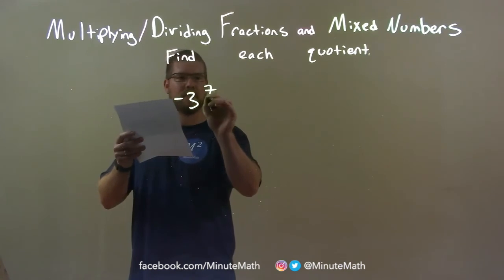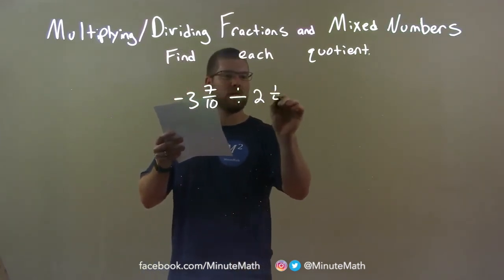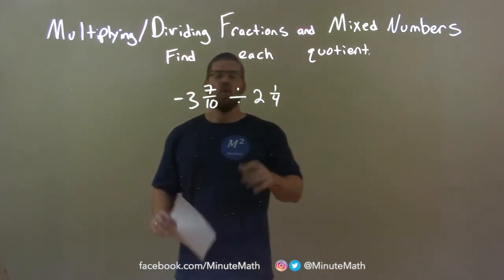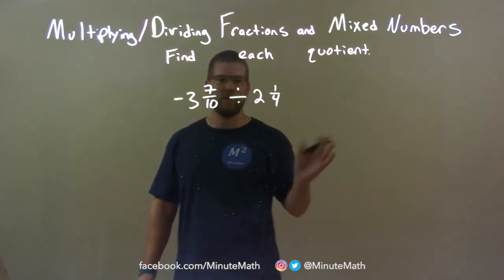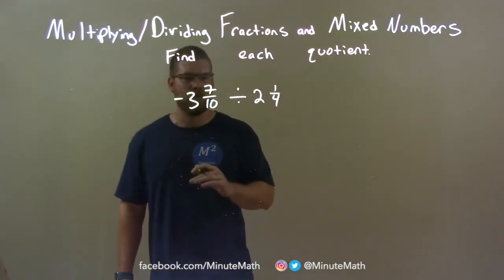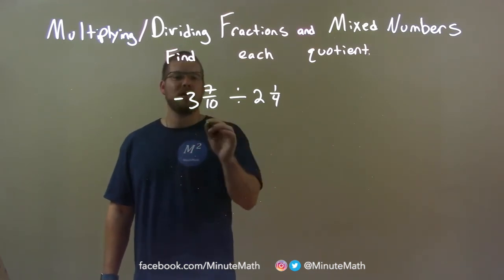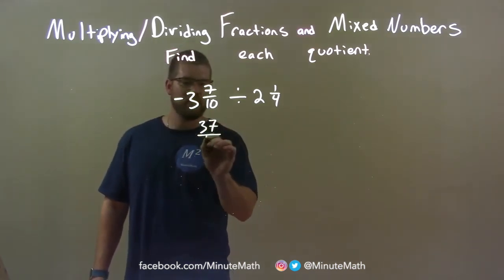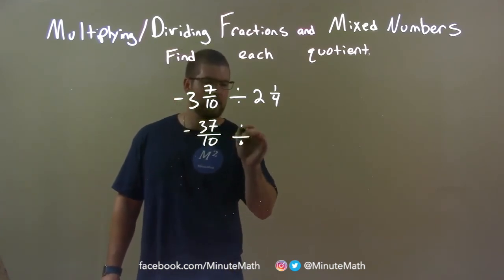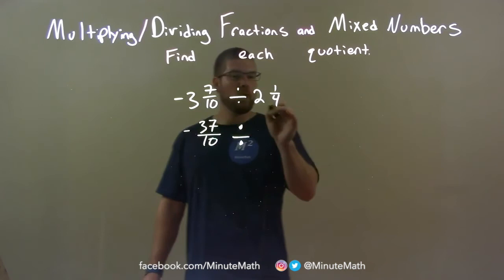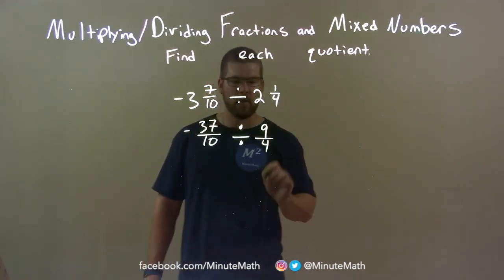Negative 3 7/10 divided by 2 1/4. Okay? Well, if you're like me, I don't like proper fractions with multiplication and division. I prefer improper fractions, so let's convert that. 10 times 3 is 30, plus 7 is 37. Over 10, don't forget the negative, divided by, sorry, that's a weird division symbol. 4 times 2 is 8, plus 1 is 9, 9/4.